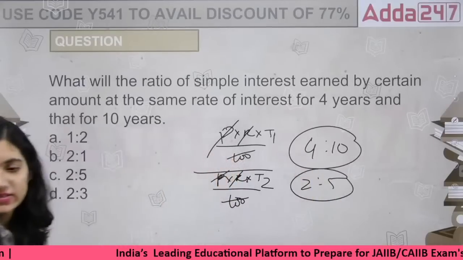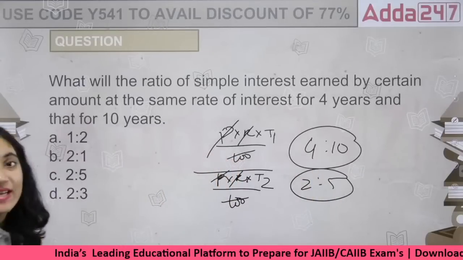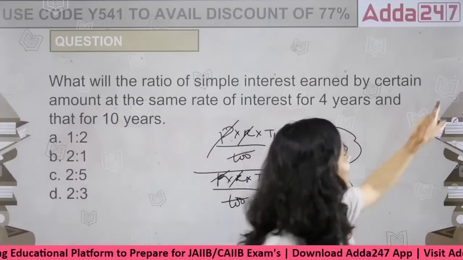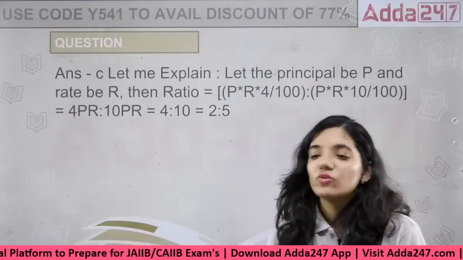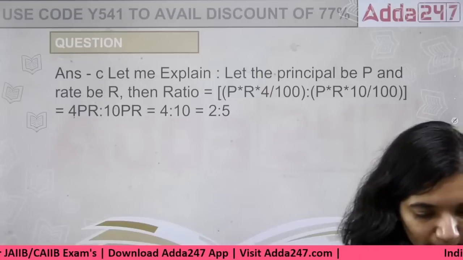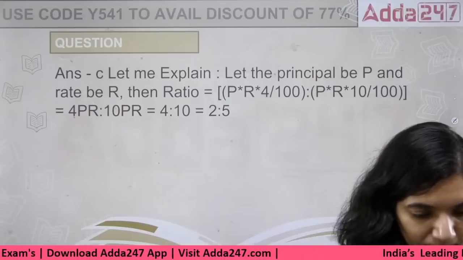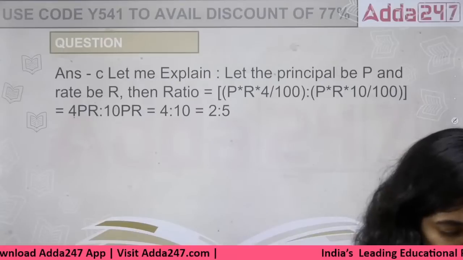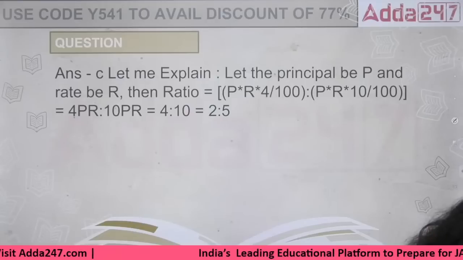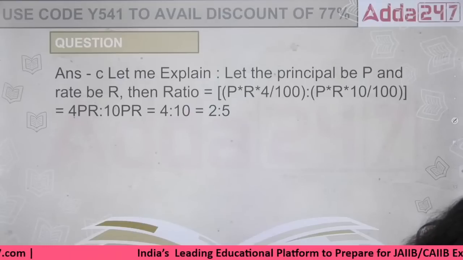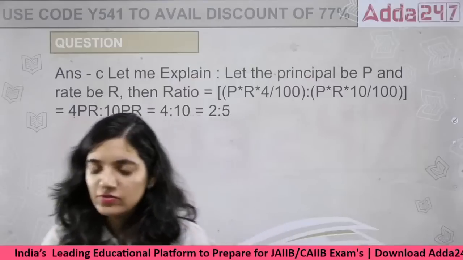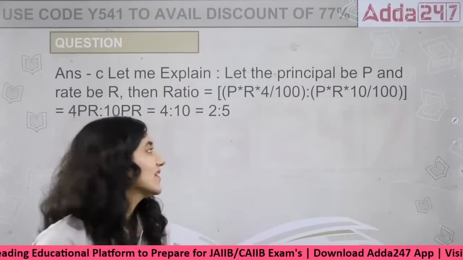What would be the answer in this case? You don't even have to calculate. All you need to do is think about it. Principal was same, rate was same. So all these things are automatically deducted. What we are left with is 2:5, that is the answer there, right? Okay, so let's continue. The answer is 2:5.